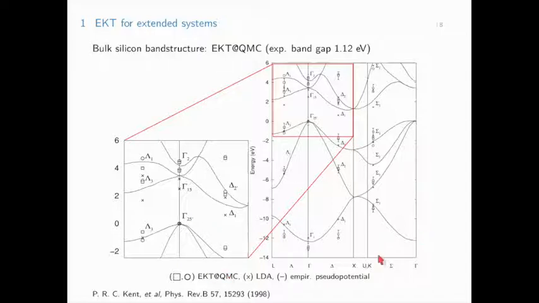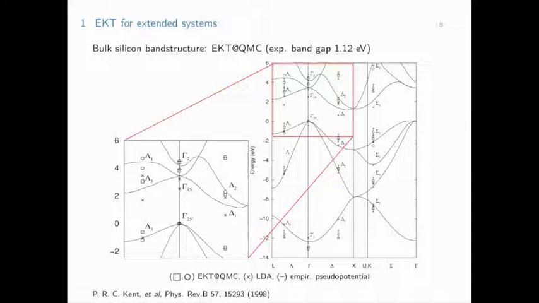So as you can see, globally the band structure is quite well reproduced. We have just a slight overestimation of the band gap between these two points, which is about 10% of the experimental value. And we also have a slight overestimation of the valence bandwidth, but globally we have a quite good description of the band structure. So this is what we can obtain combining EKT and QMC.